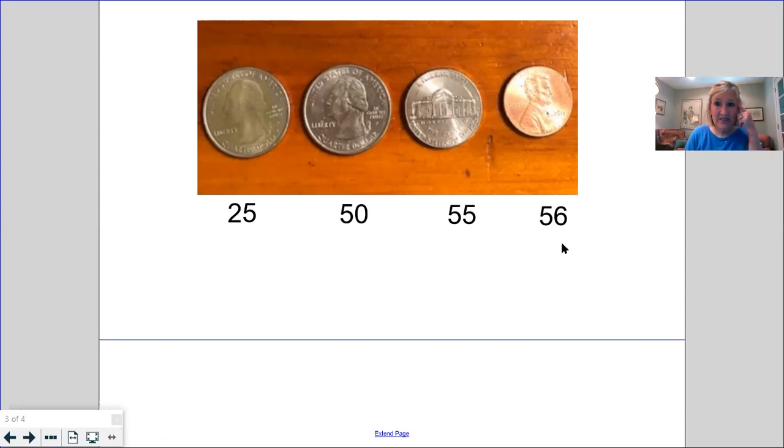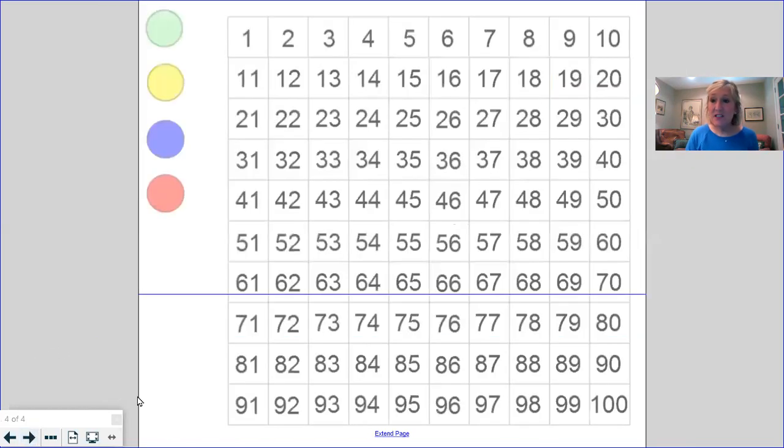Remember that number, 56. 5 tens and 6 extra ones. So what I want to do is look at our hundreds chart and find 56. Look for it and see if you can find it. 5 tens and 6 ones.